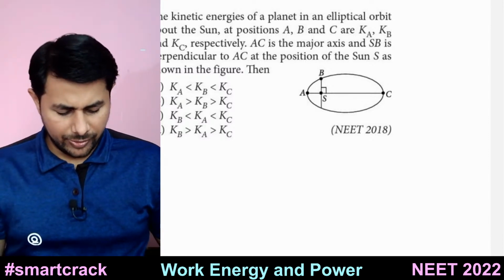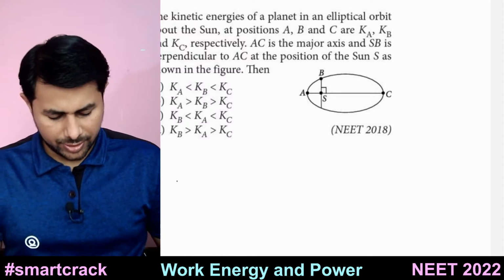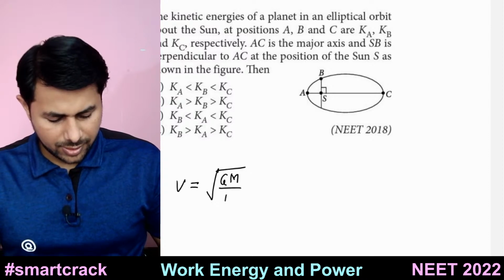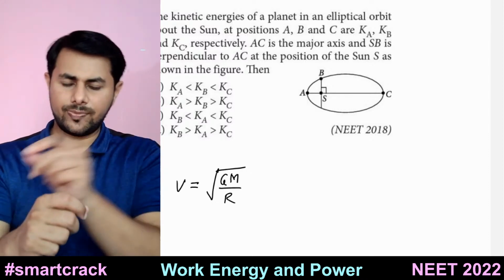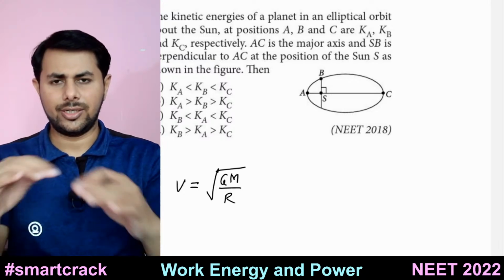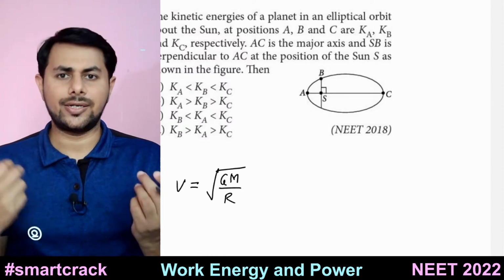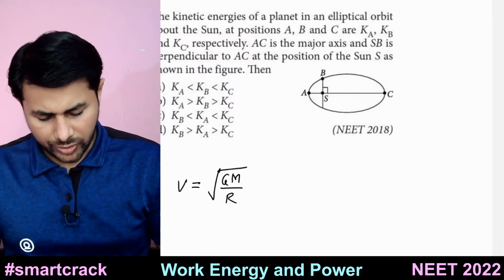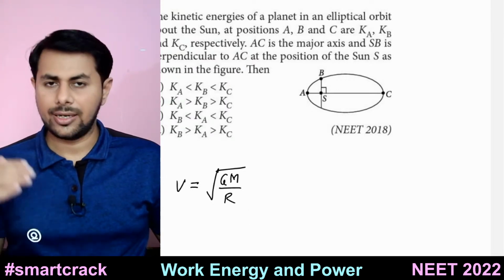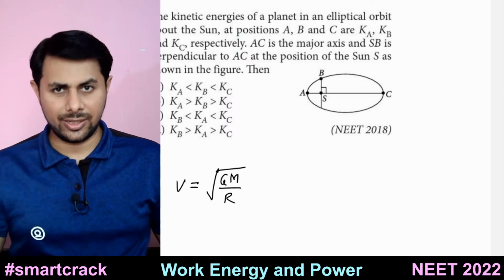Because if you take this formula also, the motion of a planet will be elliptical, but if you approximate it to a circle at a particular point, let's just consider the distance, then what do you get? V is equal to square root of GM over r. So as r increases, v decreases, as r decreases, v increases.